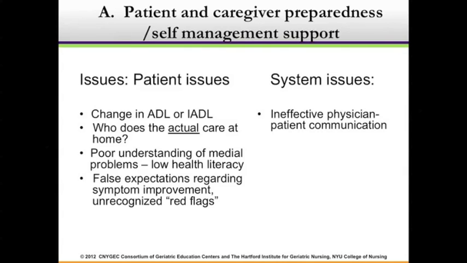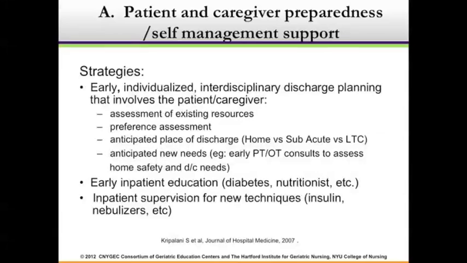On the hospital side, we as a team often have ineffective physician-patient communication. We haven't taken the time to really make sure that the patient understands and is comfortable with the discharge plan.